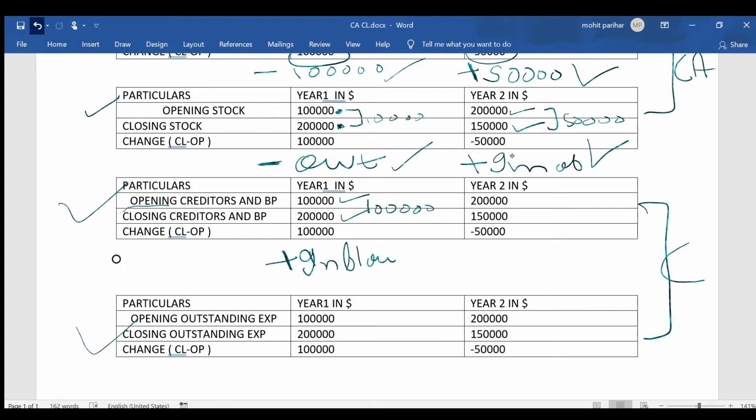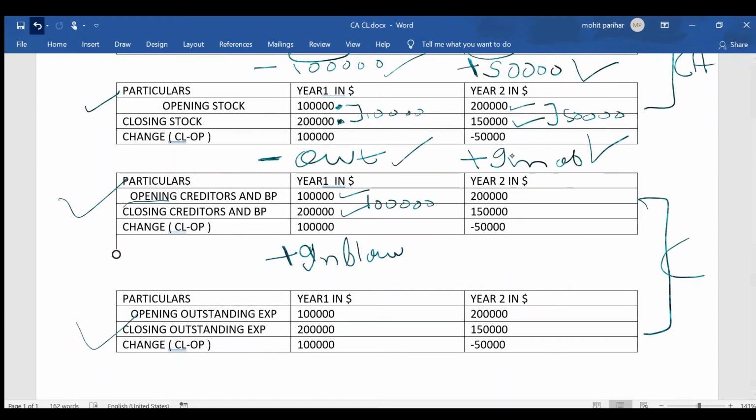$1 lakh. And in year two, in the beginning of the year, you had not paid $2 lakh to the people, and by the end of the year, you had not paid $1,50,000. This means that you have paid an extra $50,000, and therefore there is a cash outflow.